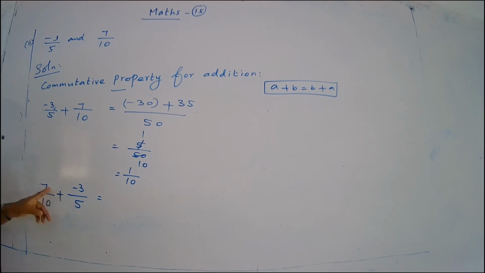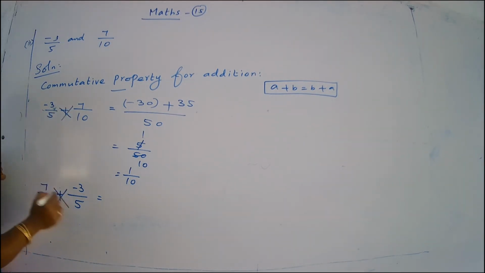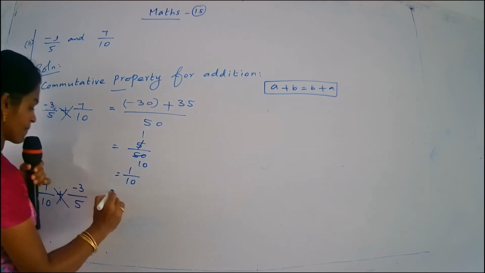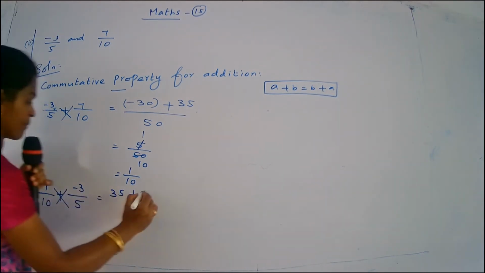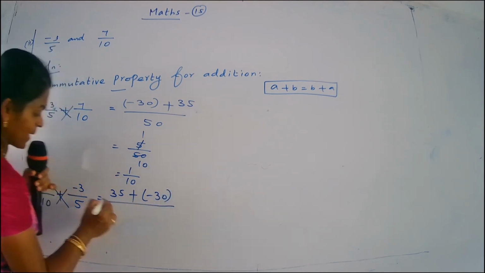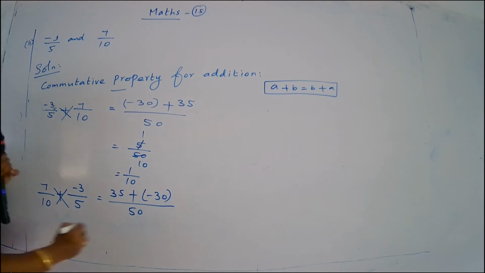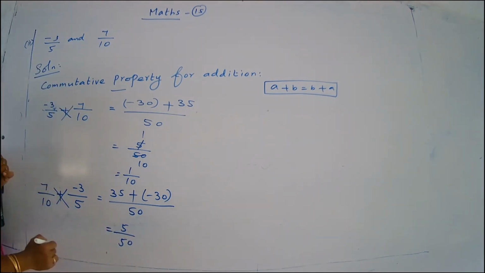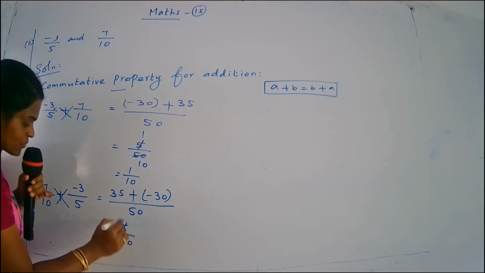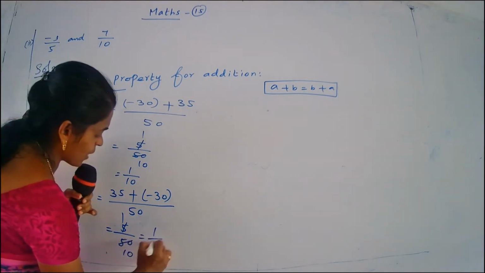So multiply by cross, 7 5s are 35, plus 10 minus 3s are minus 30. Multiply 10 5s are 50. So 35 plus minus 30, your answer is 5 upon 50. Denominator and numerator have common factors, so you divide it. 1 5 is 5, 10 5s are 50. So your answer is 1 upon 10.